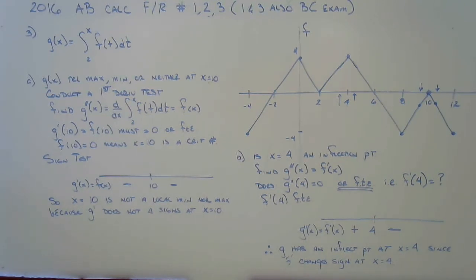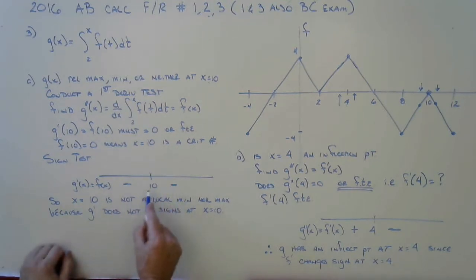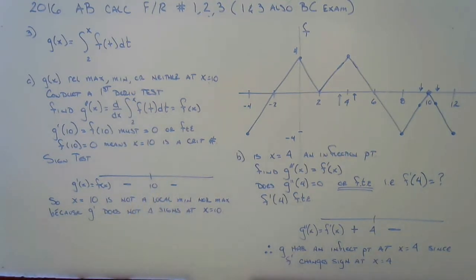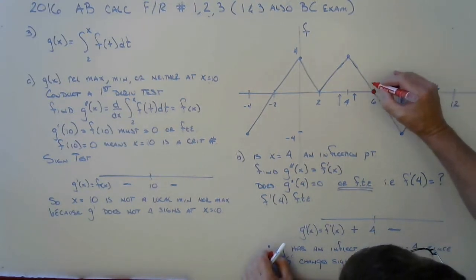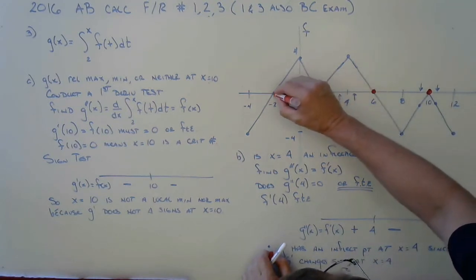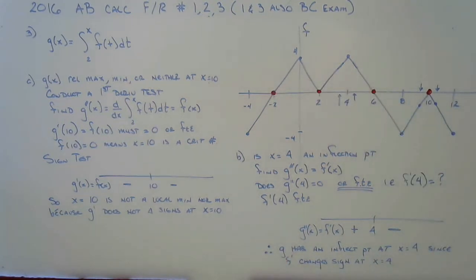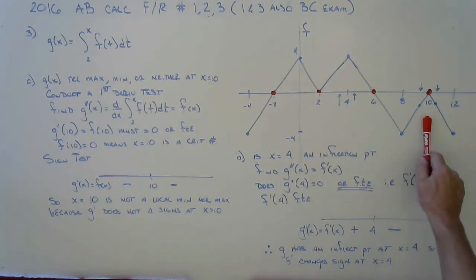Now, for it to be a relative min or relative max, it has to equal 0 and it has to change signs, right? Like, for example, we can eliminate 10. It equals 0 over here at 10. We can see that, right? Where does it equal 0? It equals 0 here, it equals 0 here, it equals 0 here, and it equals 0 there. So those are our potential locations, right? Those are our critical numbers. But we can eliminate 10 from the list.